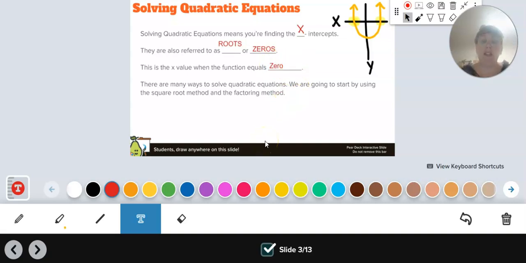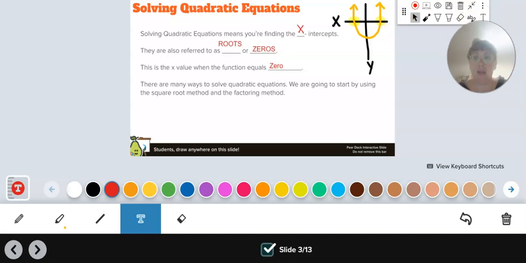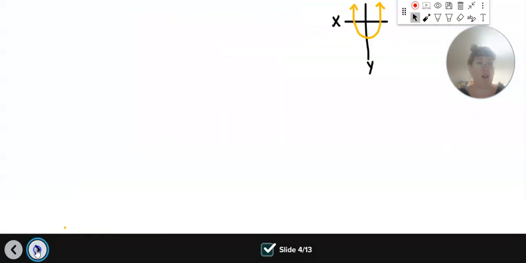There are many ways to solve quadratic equations. We are going to start by using the square root method and the factoring method. Those are the two methods we're going to focus on in this lesson. As we solve these quadratic equations, as we continue, we are solving for the x-intercepts. That's what we're finding. So let's look at slide 4.